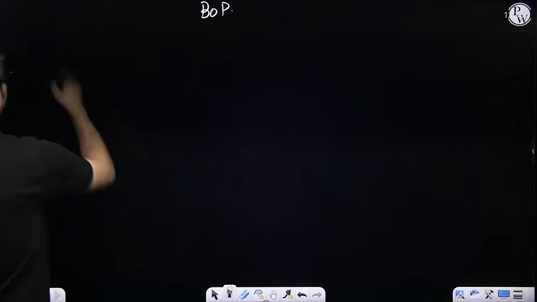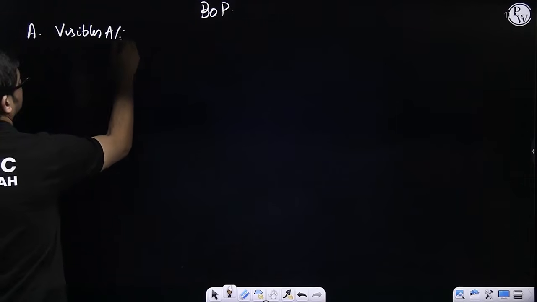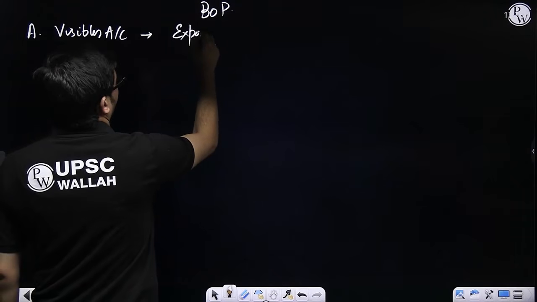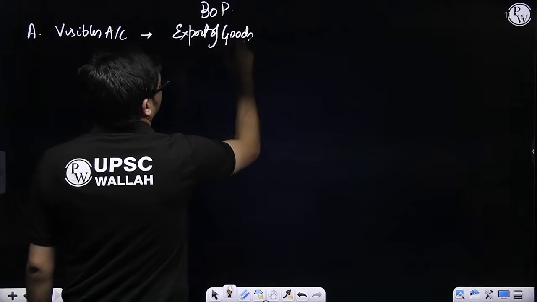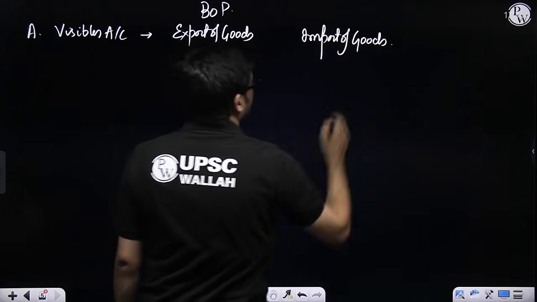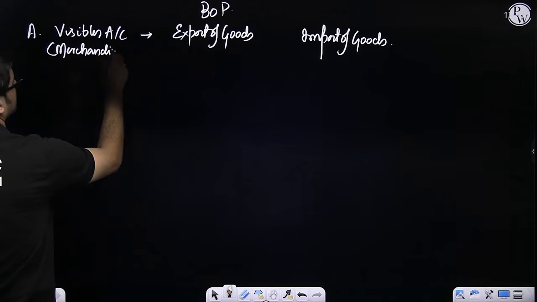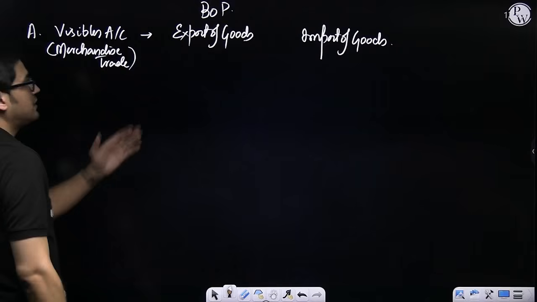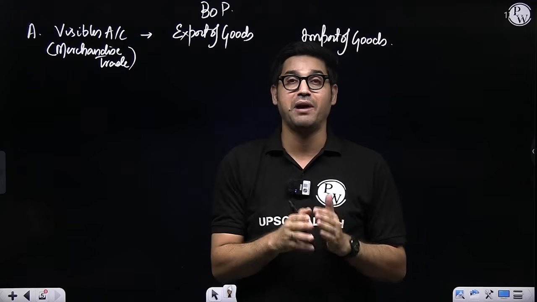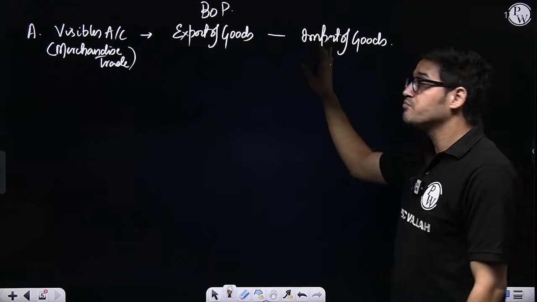The first head will be what you may want to call balance on the visibles account. What will visibles account include? Visibles account is going to include export of goods, and it is also going to include import of goods. This is also called merchandise trade. These are the components of the visibles account. But when you are saying balance on the visibles account, it will always be the export of goods by value minus the import of goods by value.